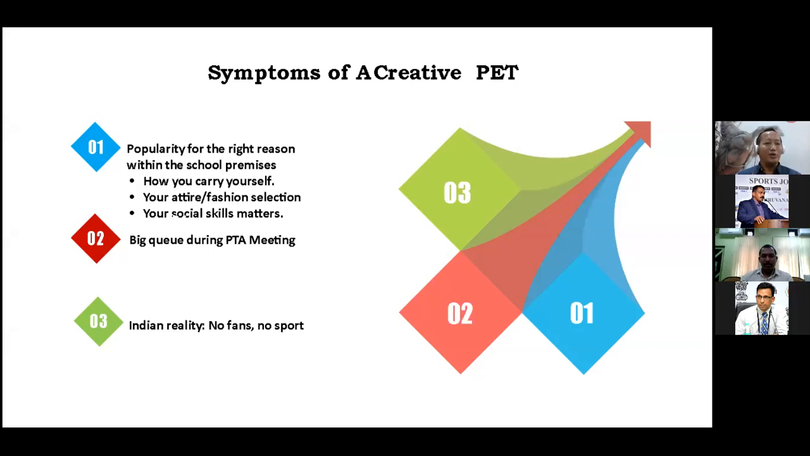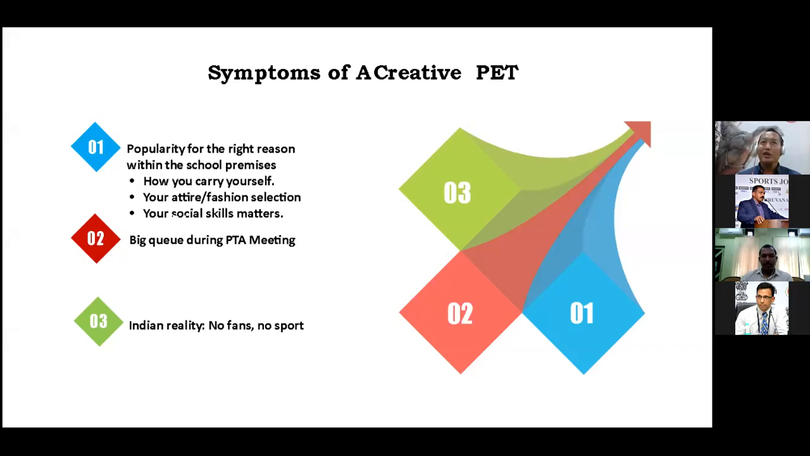But when it comes to India, we're still hesitant. We're still not accepting these new ideas of playing in empty stadiums, right? And the takeaway point here is Indian reality: no fun, no sport. We are Indians and will still be Indians for a long time, and will always be Indians also.